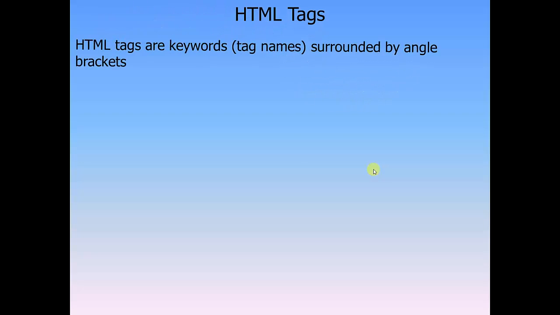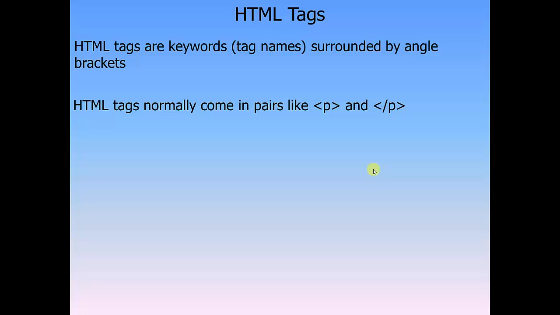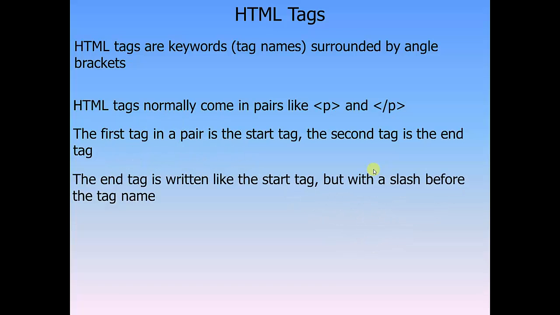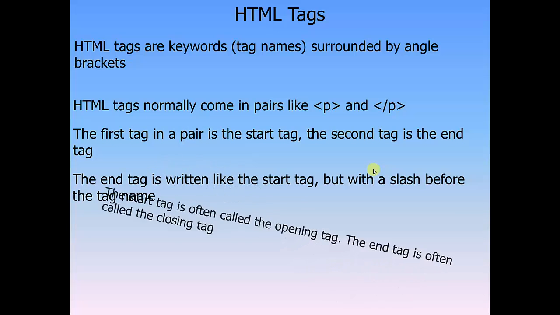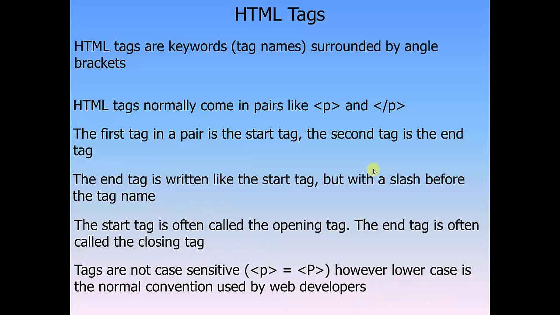HTML tags. HTML tags are keywords, tag names, surrounded by angle brackets. HTML tags normally come in pairs, like P inside the angle brackets, and then the same angle brackets but /p. The first tag in a pair is the start tag. The second tag is the end tag. The end tag is written like the start tag but with the slash before the tag name. The start tag is often called the opening tag. I don't know if you've noticed, but I usually say opening tag. And the end tag is often called the closing tag, which is what I usually say as well.